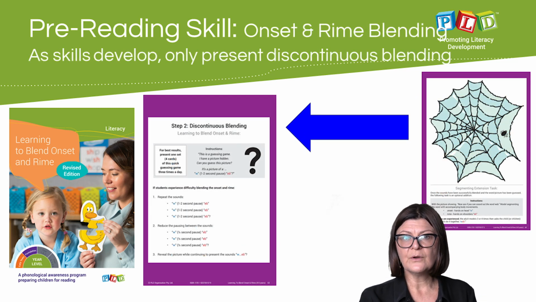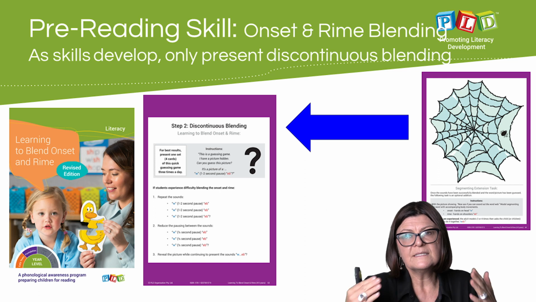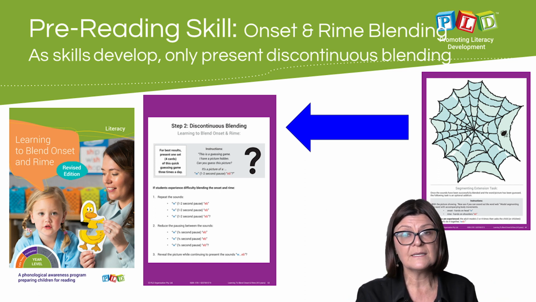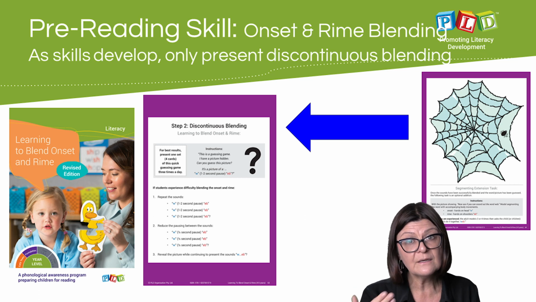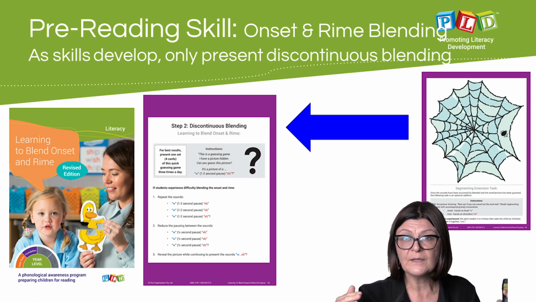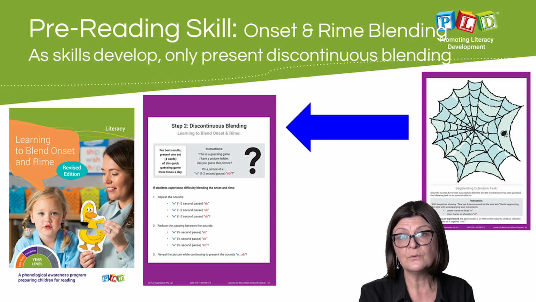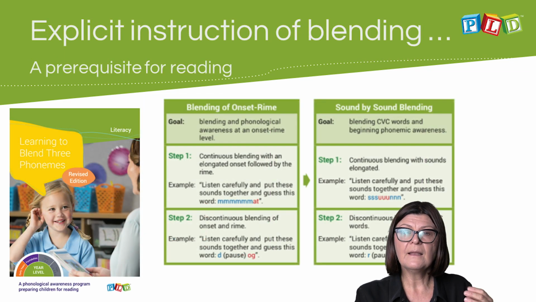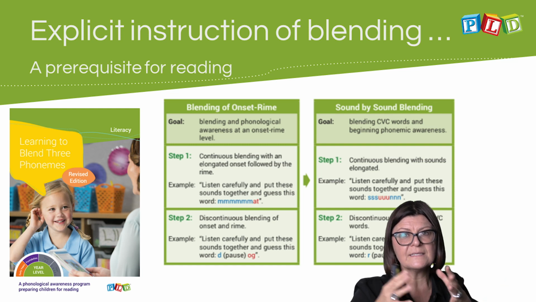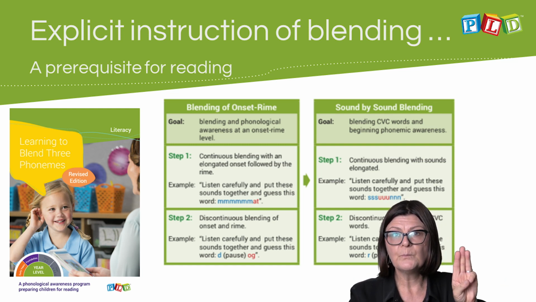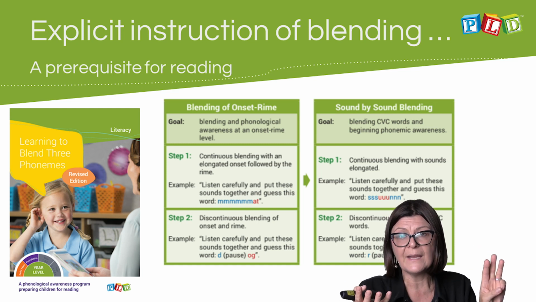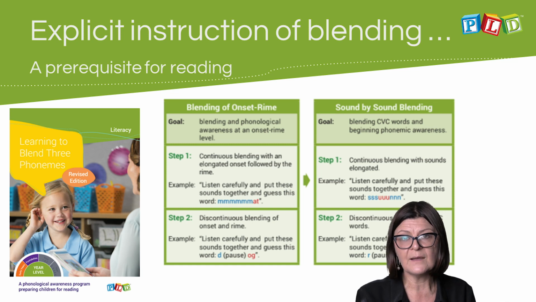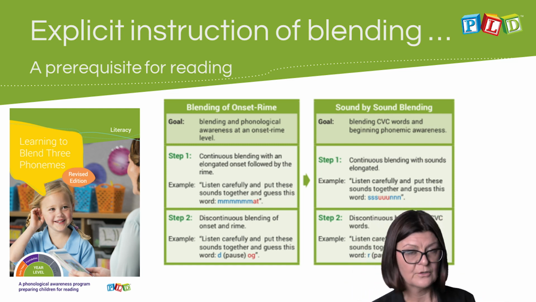Over time in the program, the continuous blending disappears. It's all about discontinuous blending. Ooh, ebb, pull it together, guess the picture. I can repeat it a few times if need be, but hopefully because of all the practice you're able to pull those sounds together. Now let's look at onset and rhyme blending is the stepping stone to the ultimate. Once a child is able to blend 3 phonemes together and they've got a bank of alphabet sounds, we can start presenting them with words to start to decode.